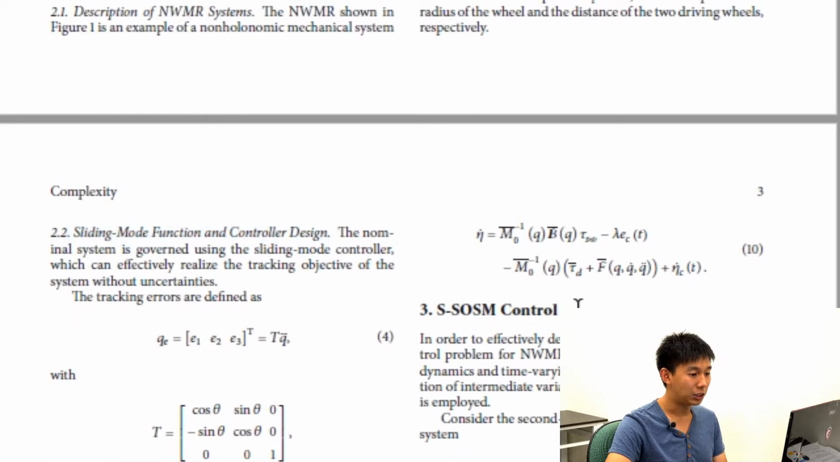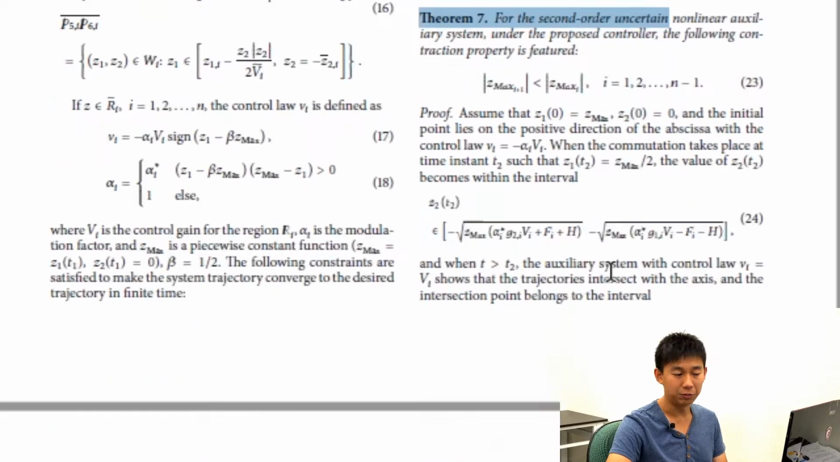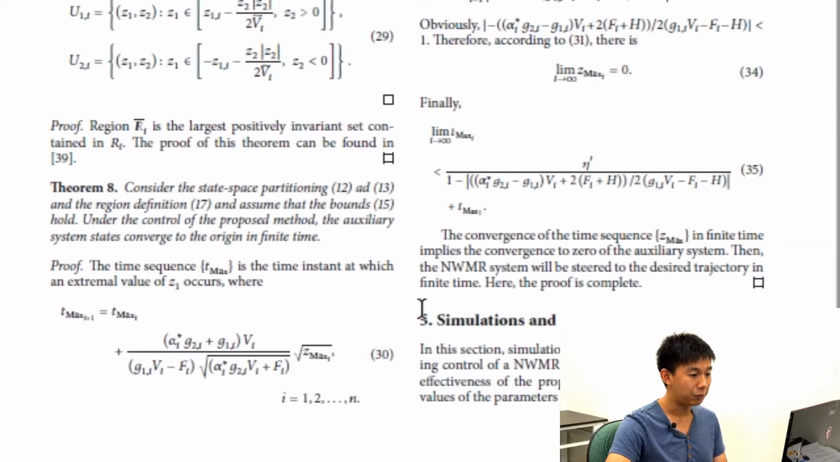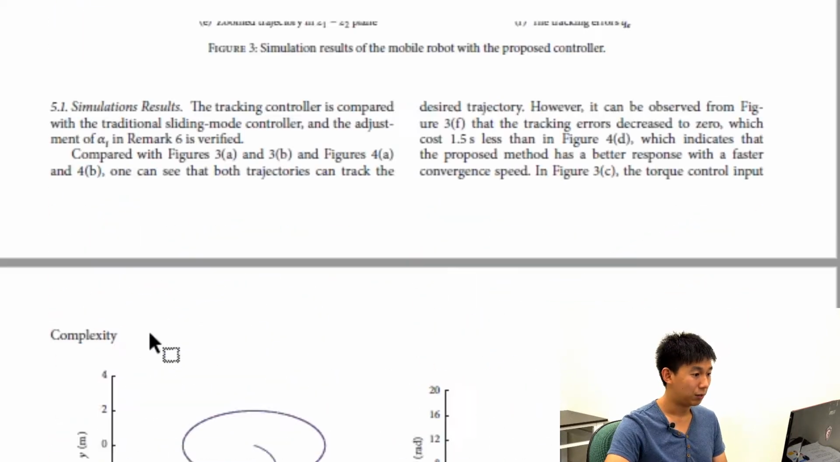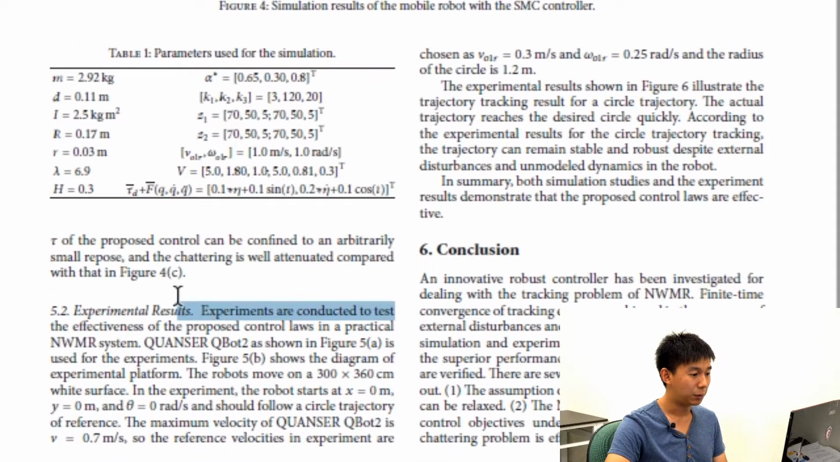And section number 3 is switched second order sliding mode control. Number 4 is convergence analysis. And number 5, simulation and experimental results. As well, this section also contains 2 subsections: simulation results and experimental results here. And the last section is conclusions.